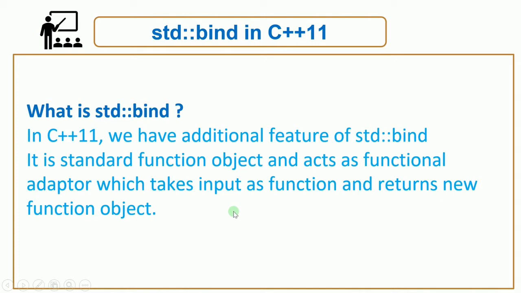So let's see how it takes a function as the input argument and why there is a requirement that it gives a new function object as output. What is the requirement of that new function object? What is its purpose? Let's understand this definition in depth by seeing the example below.